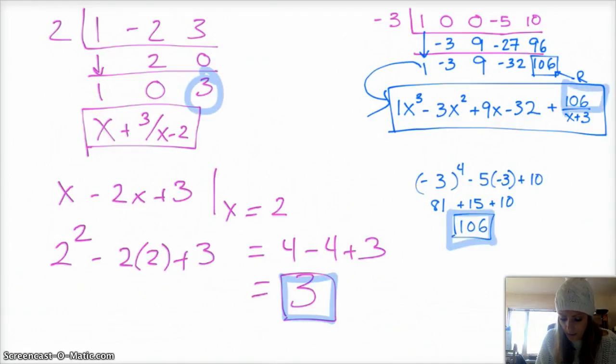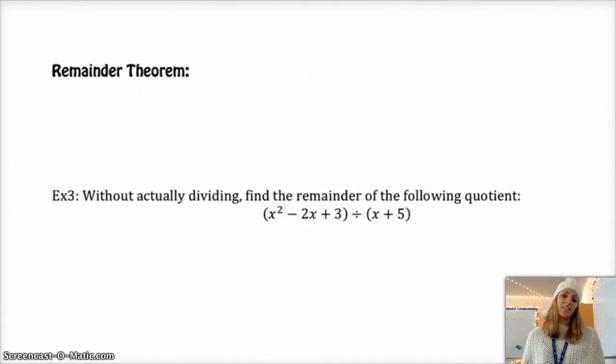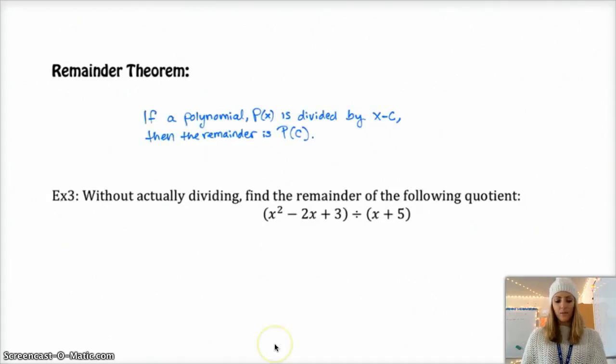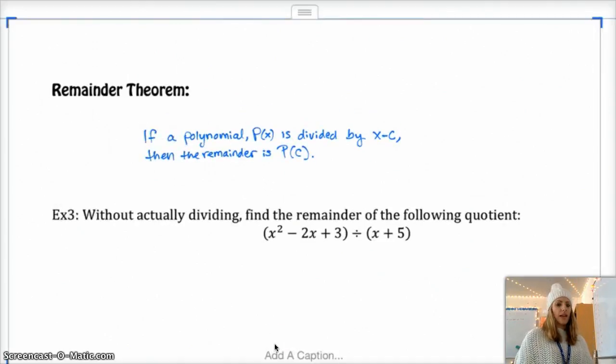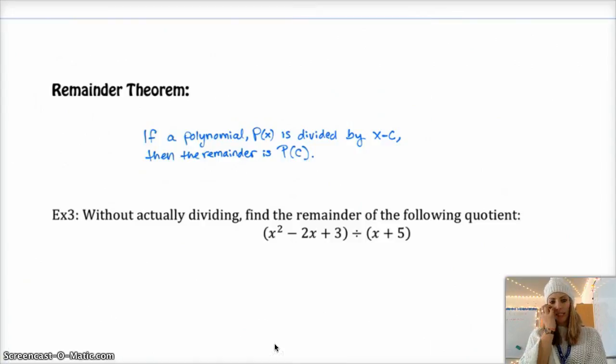So 106, 106, 3, and 3. So that's our last theorem for the day, which is called the remainder theorem. Basically all it says is that if you are dividing a polynomial by x minus c, then the remainder when you divide is equal to the same number as if you were to plug c into the polynomial. So that's what the remainder theorem looks like: if a polynomial p of x is divided by x minus c, then the remainder is p of c.